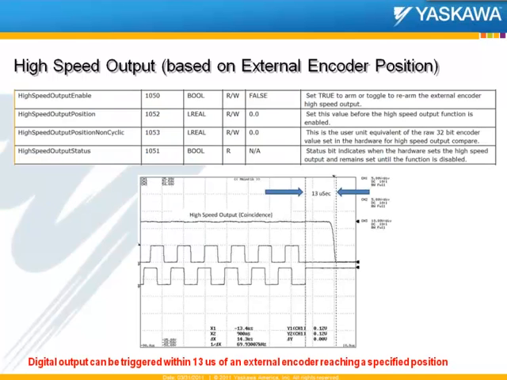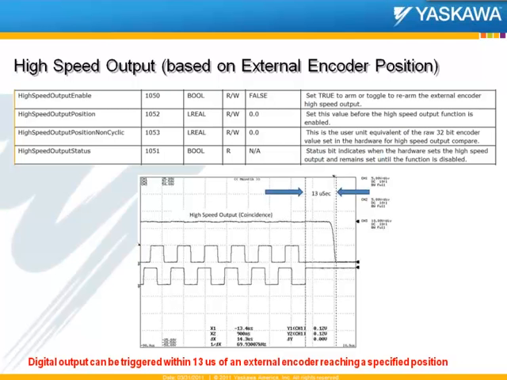The first one is high-speed output that can be fired at a hardware level based on external encoder position. As you can see here from the picture, if you're using the iec series controllers, a high-speed output can be used on LIO1, LIO2, LIO6, and also on the 2600 output. This output can be used for triggering a digital output within 13 microseconds of an external encoder reaching a specific position.